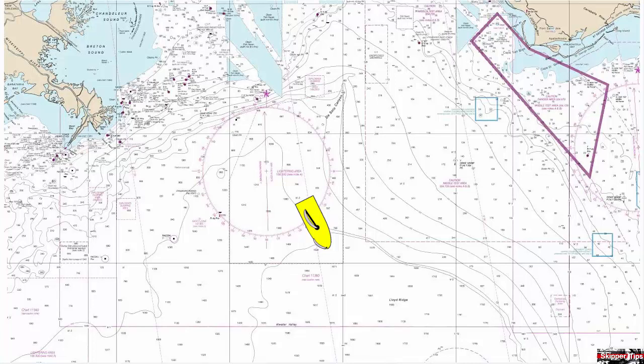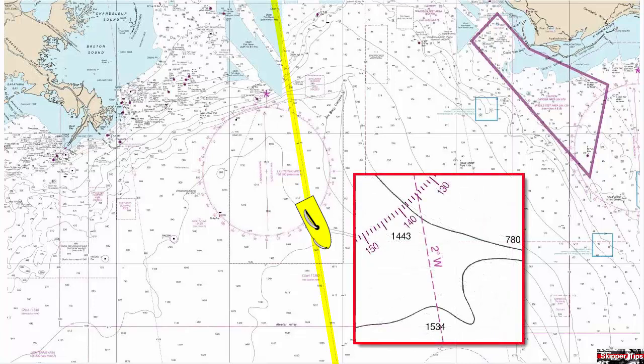On this chart of the Gulf of Mexico, you can see that our compass rose shows only true direction. We look for an isogonic line closest to our location. This isogonic line shows 2 degrees west.